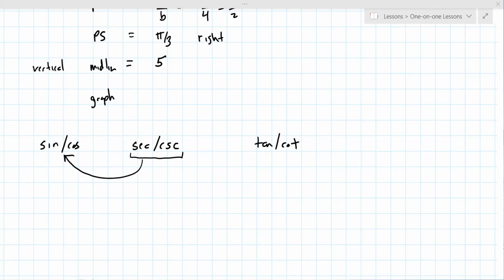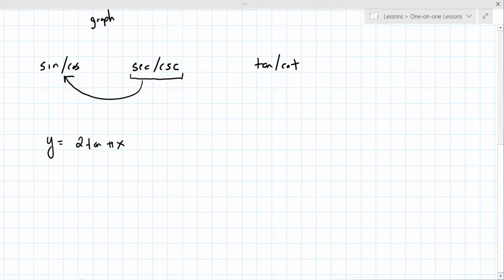Let me go back to 13.7. Okay, so there are some graphing ones here. So let's graph y equals 2 tangent pi x. The key things that you need to know about tangent is its shape. The first thing you can do is, do you know what tangent looks like? Yeah, it's kind of like cubics, but they're not cubics.